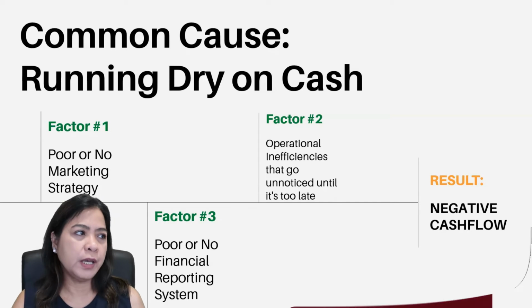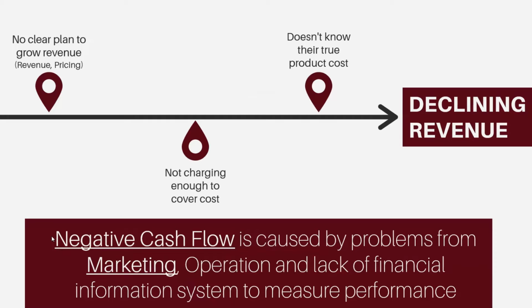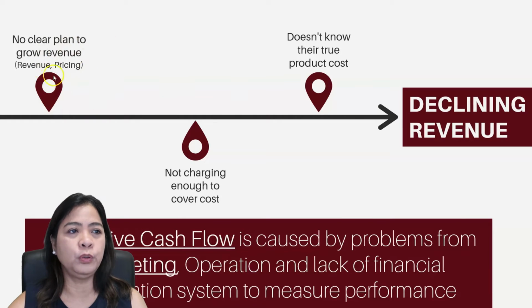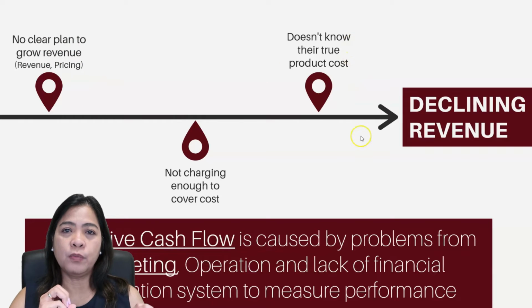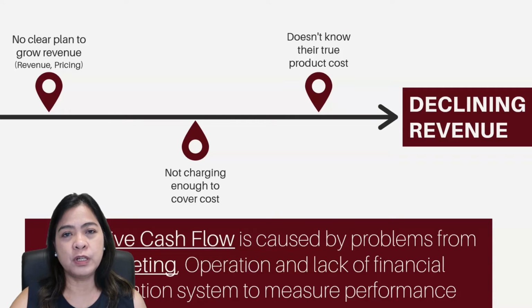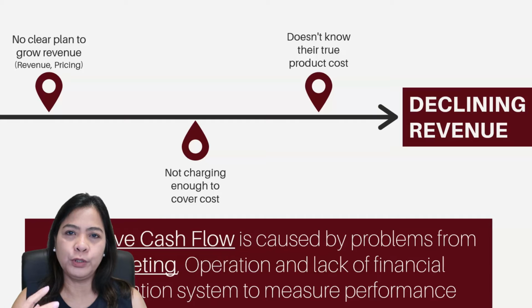Another way to look at it, as I mentioned earlier, is that there's no clear plan to grow the revenue, and the company doesn't know their true product cost. Again, revenue growth is a combination of both the pricing strategy and your volume strategy. To come up with a good pricing strategy, you need to know what your true product cost is: the direct cost you incur in providing that product or service, whether it's materials or labor costs.